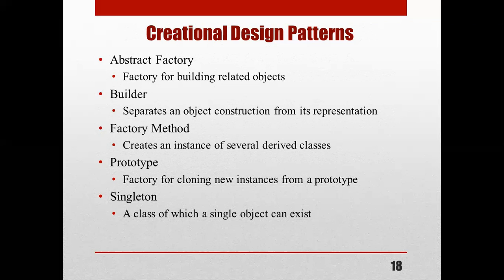Then factory method. What is factory method? It creates an instance of several derived classes. That means it creates an object of several derived classes. Then the prototype design pattern: a factory for cloning new instances from a prototype. Cloning means duplicating. Then the singleton pattern, a class of which a single object can exist. In the singleton pattern only a single object is there for the class.